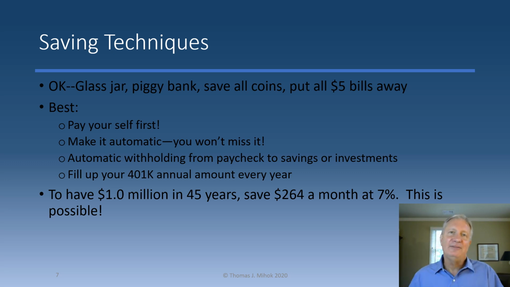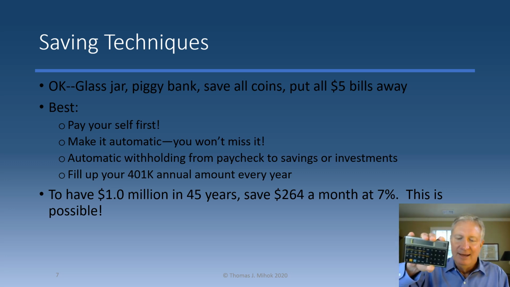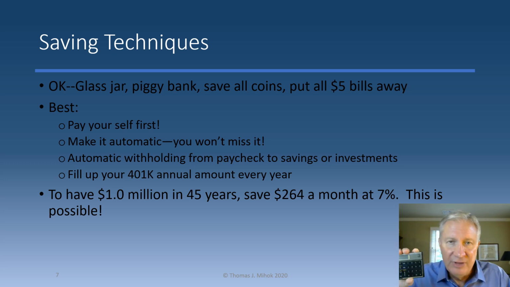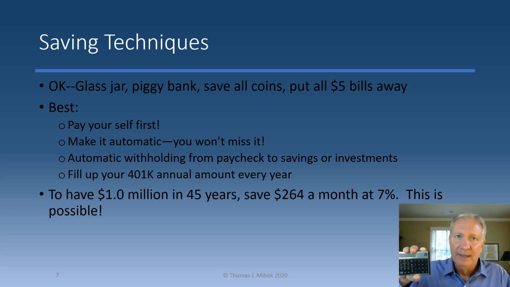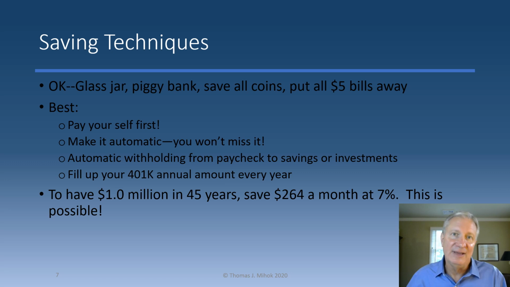Now, I picked 45 years because that's roughly the length of time for an undergraduate to make it till they retire. It's roughly the time. But you only need to save $264 a month. Now, I did that on my calculator, right? Just punched it in at 7%, which is reasonable for a long-term retirement investment, invested in stocks. This is very possible. $264 a month, 45 years, $1 million. So this is the kind of goal setting you can do with these financial statements and budgets.